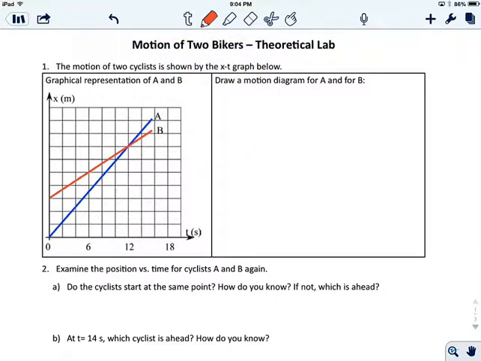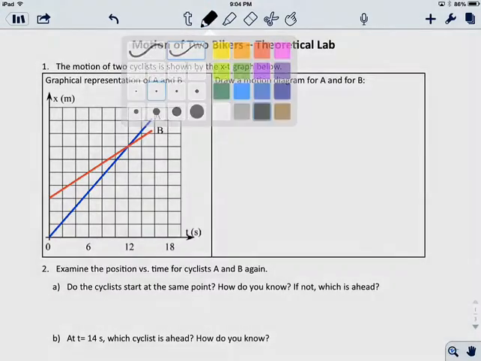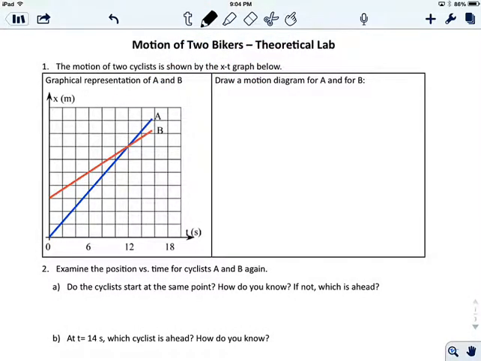Number one asks us to draw a motion diagram with both lines on it. So I'm going to do that. I'm going to start off with my axis. It's got to have a 0 and an arrow on the end. I'm going to switch the color here, go to red, and draw B first.